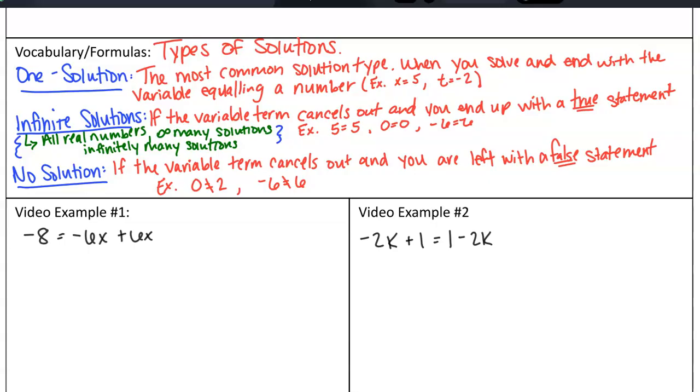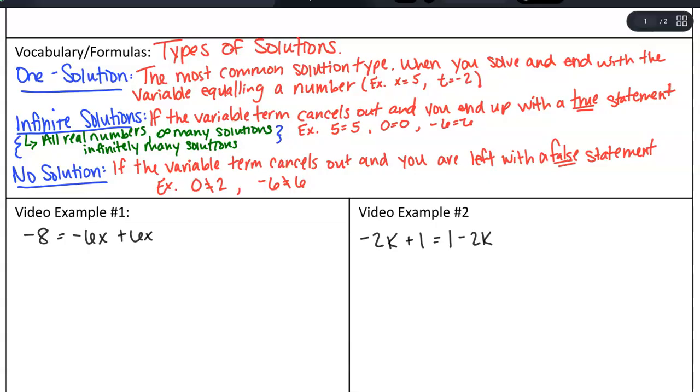Conversely, sometimes you can get something that has no solution. There is no number that works for that equation. So if the variable terms cancel out and you are left with a false statement, then your answer would be no solution. So for example, you end with 0 equals 2. Well, that's not true. 0 and 2 aren't the same. And you don't have a variable, no solution. -6 equals 6, that's not true. So your answer would be no solution.